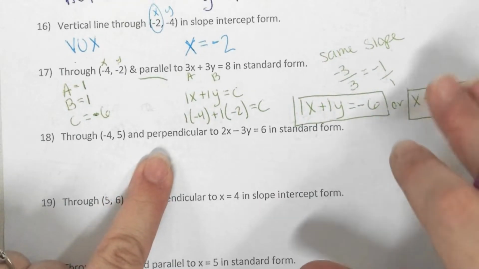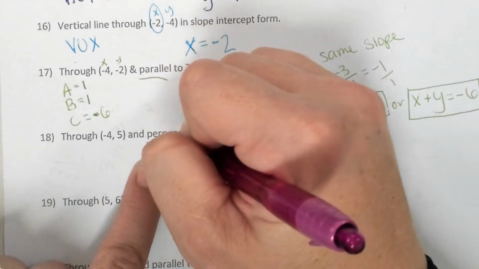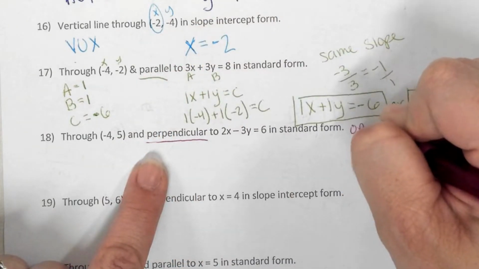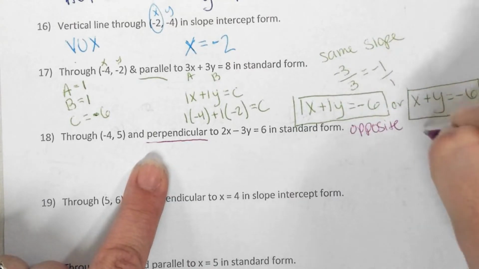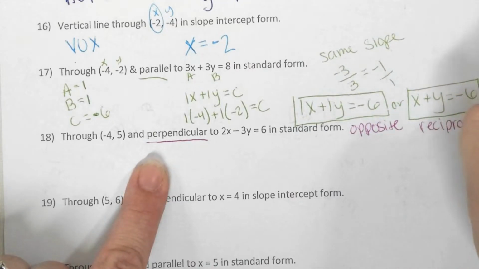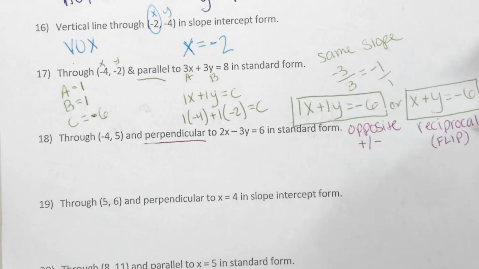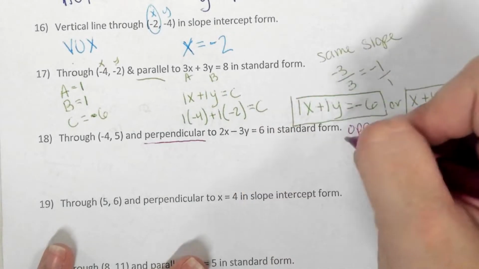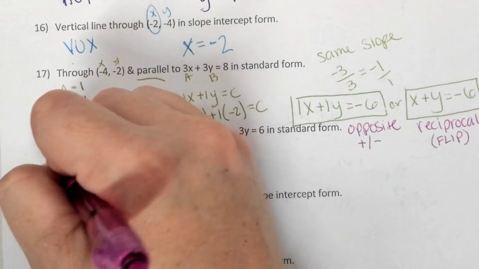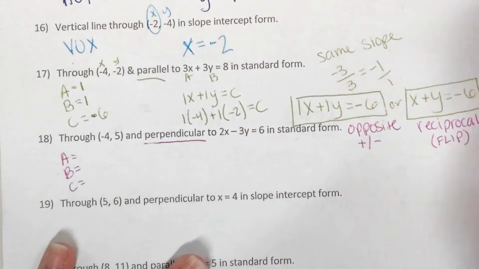So let's look at the next one. It says perpendicular this time. Okay, perpendicular means opposite reciprocal. Reciprocal just means you flip your fraction. Opposite just means positive versus negative. So we have to find the old slope. So again, it's standard form, so I'm going to write A equals, B equals, C equals.